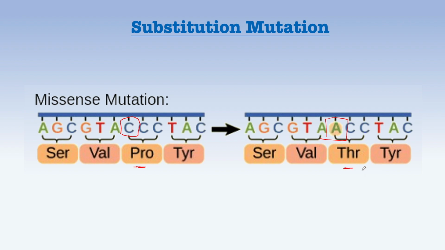And this impact ranges between harmless or harmful. It may change the structure and the function of the protein. One example of this is sickle cell anemia, when the hemoglobin protein changes one of its amino acids.